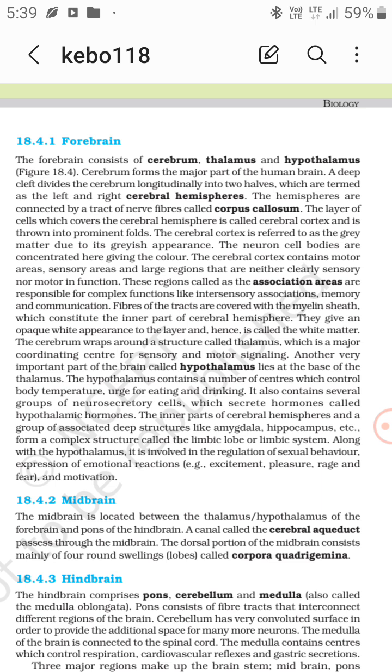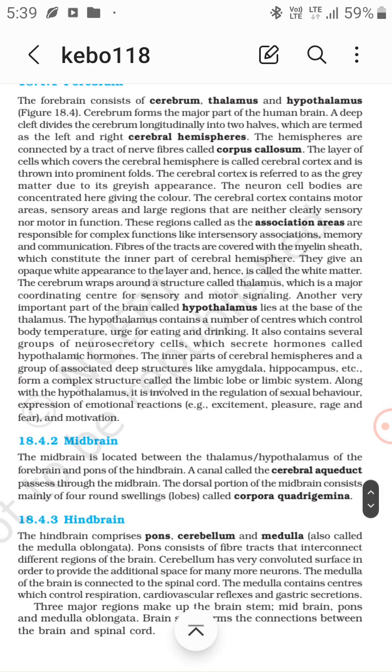Now what is the cerebral cortex? It is a layer that covers the cerebral hemisphere. It has neuron cell bodies, so it is gray in color. The fibers of tracts are covered with myelin sheath, which constitute the inner part of the cerebral hemisphere, right? They are white in appearance because they form the white matter.